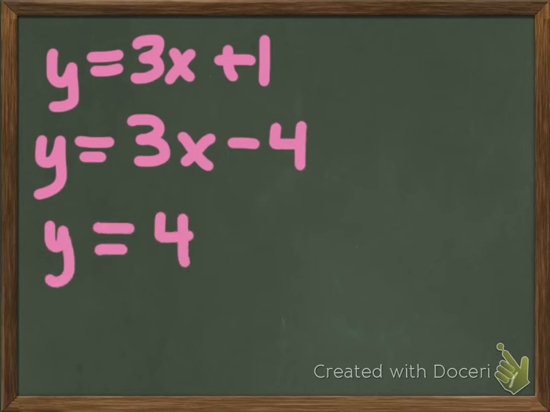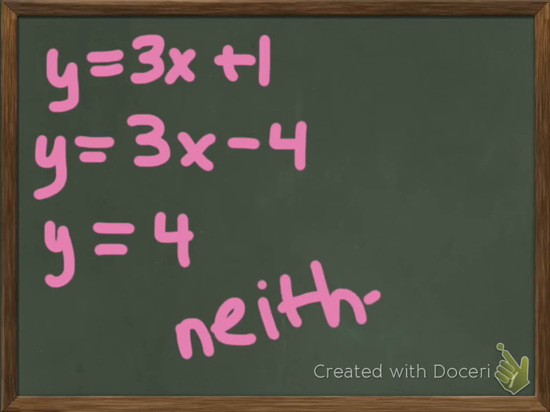So I need to think about whether these are parallel, perpendicular, or neither. Well, you have a slope of 3 for both the first equation and the second equation, and then you have just a horizontal line going through 4 on the y-axis for the third equation. But since the third equation does not have a slope, I can say that these are neither parallel or perpendicular, if we're thinking of all three of them.